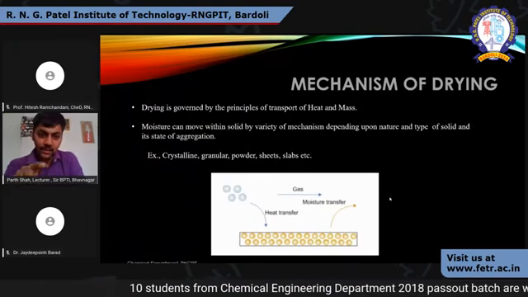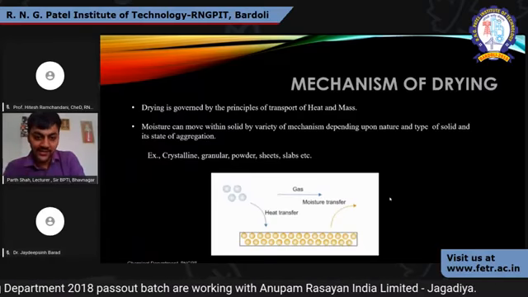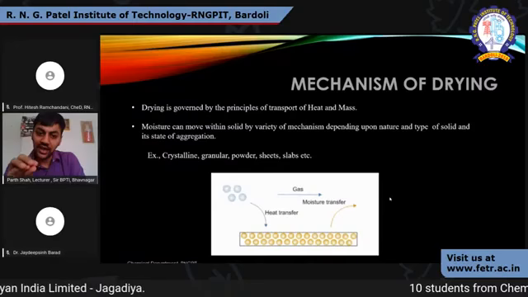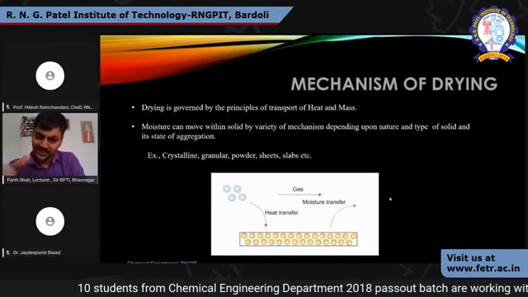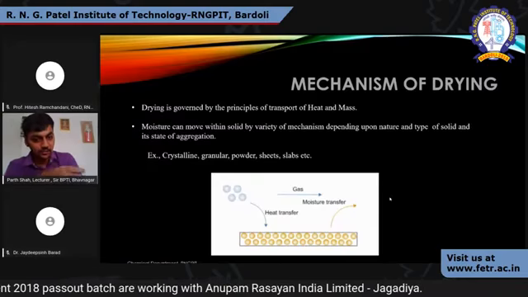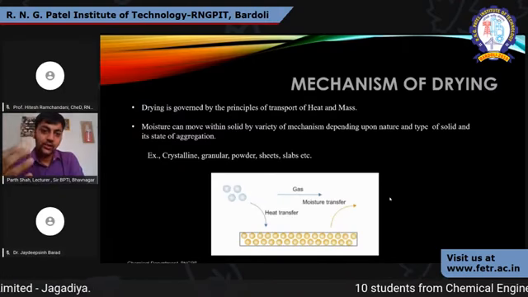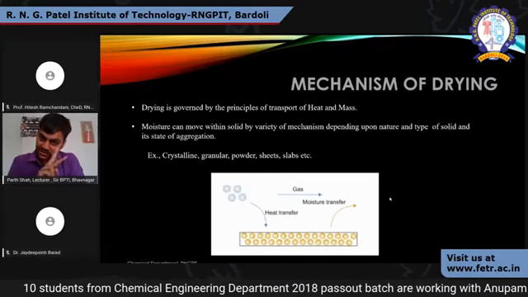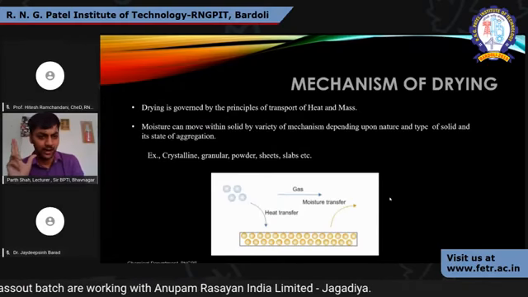I have shown a diagram below where you can see the gas. Here, when I say gas, I am considering air as the gas medium, right? The gas comes in contact with the wet solid. The wet solid gets heated by heat transfer, and then there is mass transfer, with moisture moving from the wet solid to the gas. So our wet solid becomes dry. So this is heat and mass transfer, and the governing principle is the transport of heat and mass.